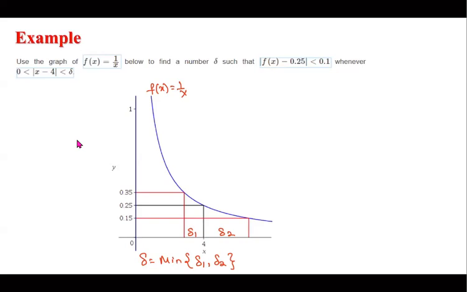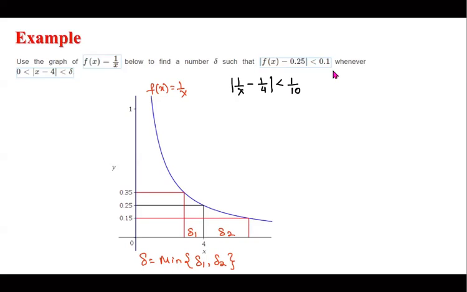So let's begin. What we have is the absolute value of f of x minus 0.25 is less than 0.1. But f of x is 1 over x. So we can write that as 1 over x minus 1/4, less than 1/10. I'll use fractions because sometimes that will be helpful and a little easier to handle. So 0.25 means 1/4, and 0.1 means 1 over 10.